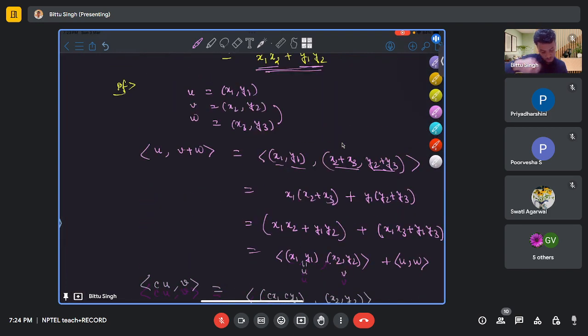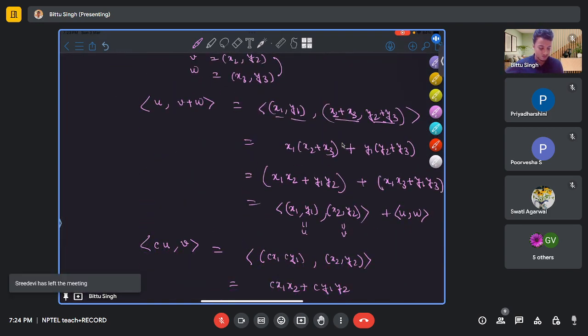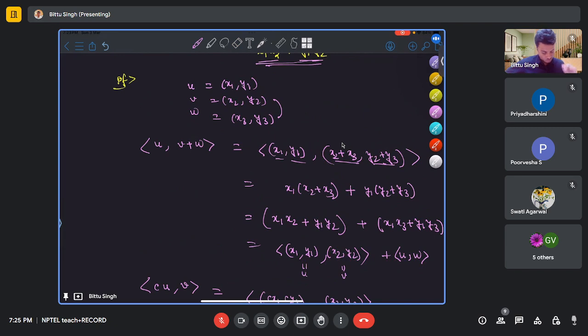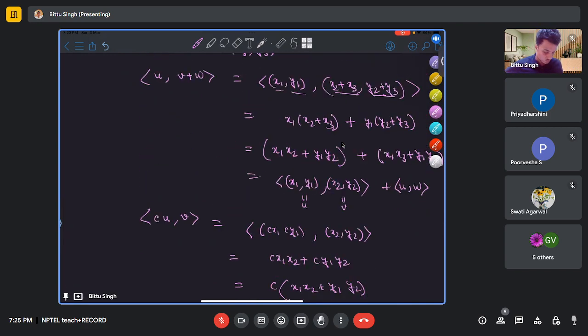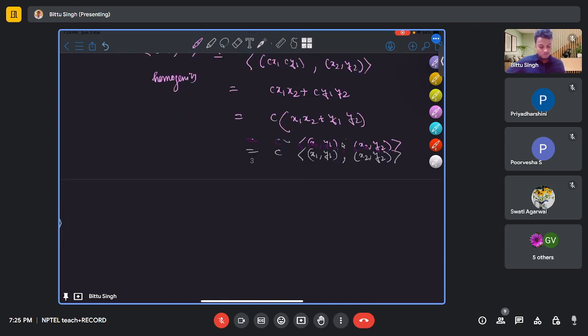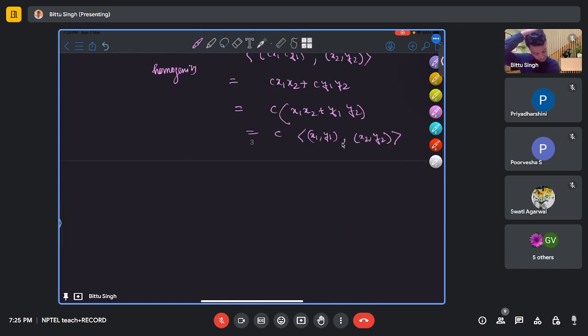From this property and the other property, those two properties are satisfied. Those are called, I think, linearity and homogeneity. So this is called linearity and this is called homogeneity. And another property should be that u times u, the inner product. For this case it is x1, y1 times x1, y1.